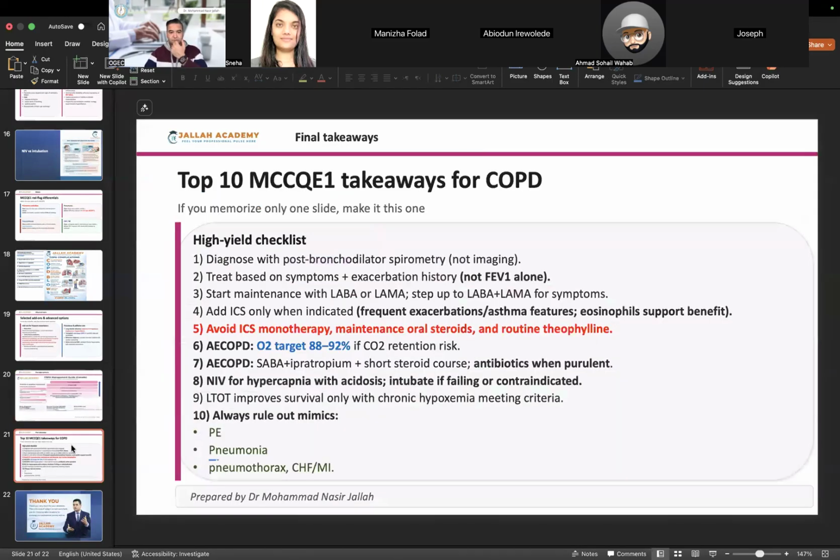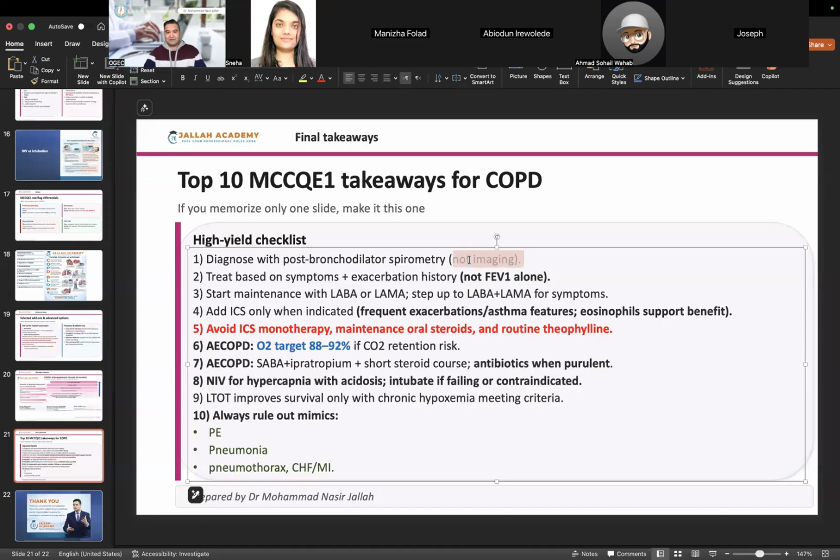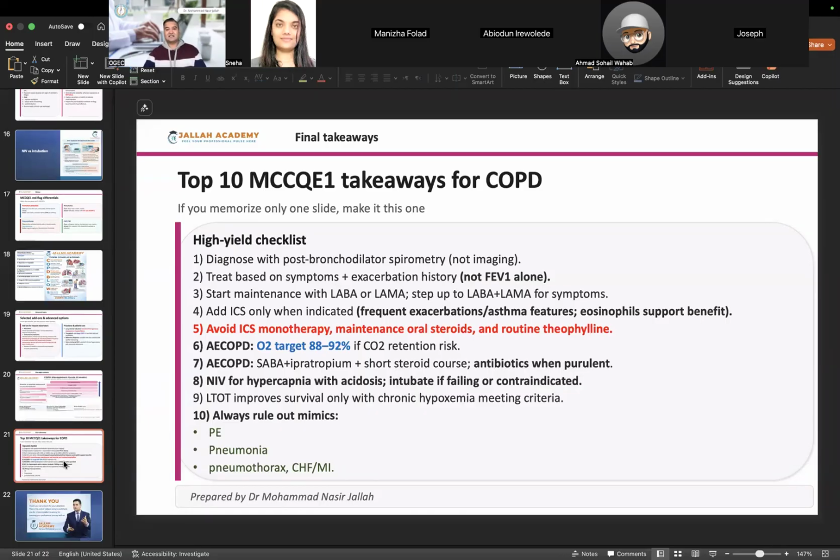Now, these are the points in all COPD. If you know this, you're on the safe side. It is diagnosed with a post-bronchodilator spirometry, not imaging. So if you're going after the diagnosis of COPD, do not do imaging. Just do the spirometry. Unless you're ruling out complications, or you're suspecting that it might not be an exacerbation, then you can do imaging.